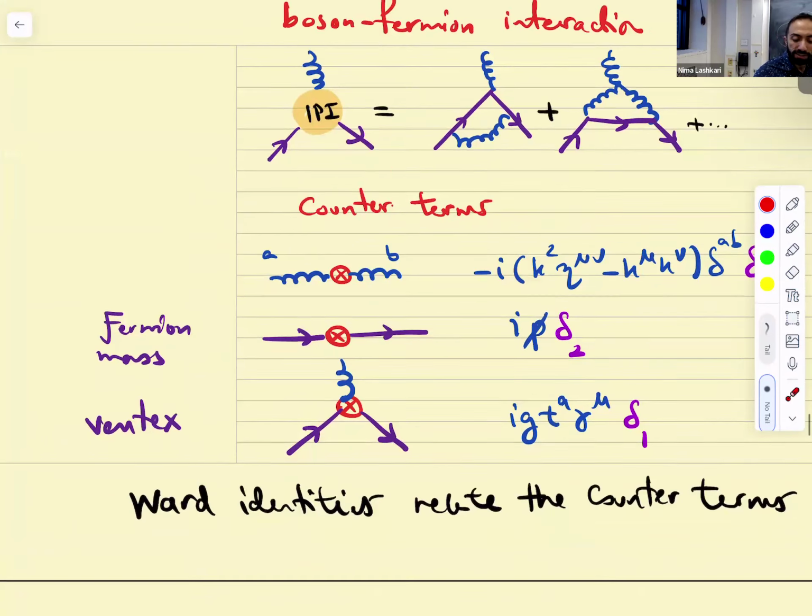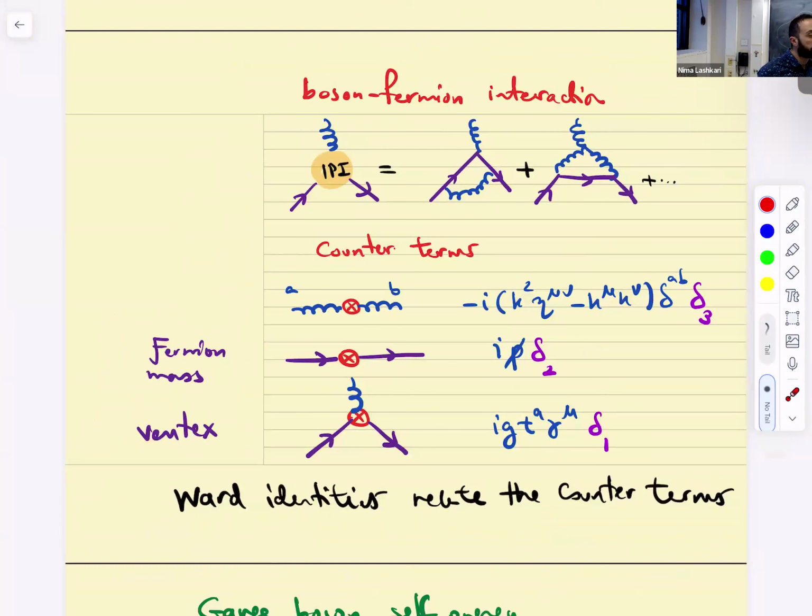Now, what are the counterterms I can have? The structure is very similar to QED. I can have a counterterm for the propagator of the gauge boson, and this is the form of it. Unfortunately, sometimes I go to the C equals 0 gauge, sometimes I go to the C equals 1 gauge. I apologize for that. I just move things around.